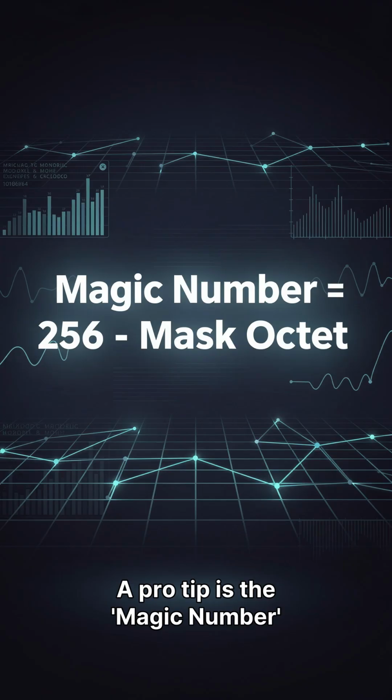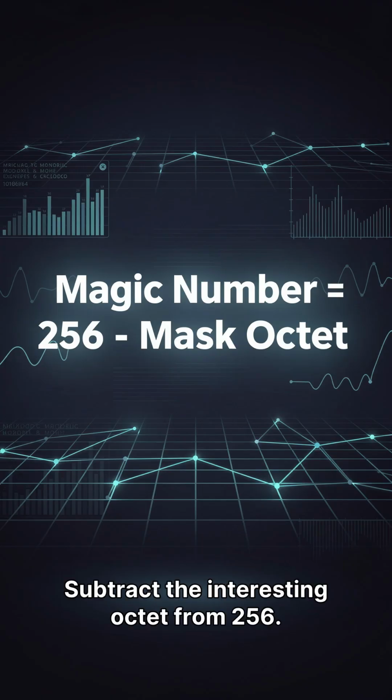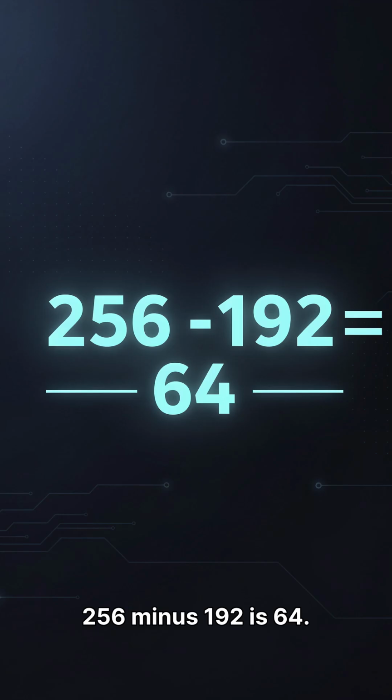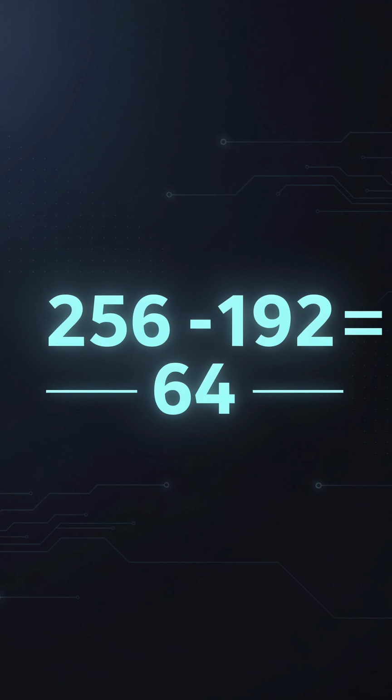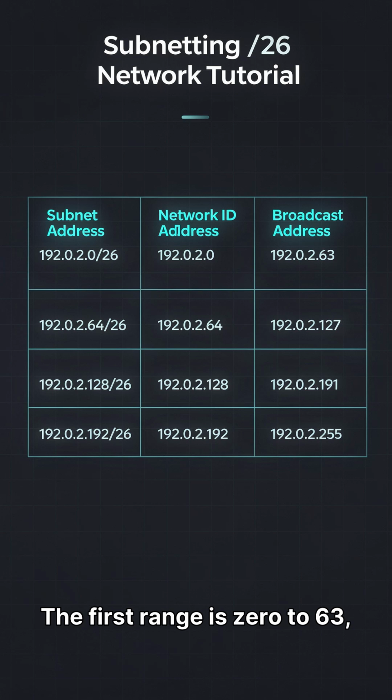A pro tip is the magic number trick. Subtract the interesting octet from 256. 256 minus 192 is 64. This tells us our subnets start at 0 and increment by 64. The first range is 0 to 63, the second is 64 to 127, and so on.